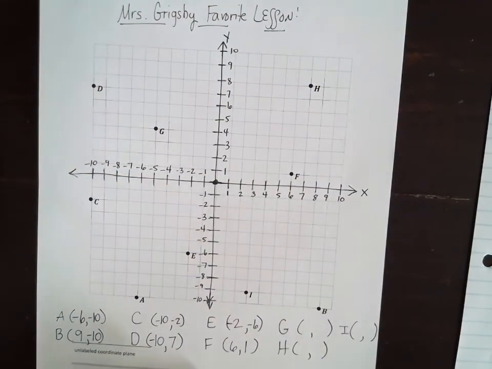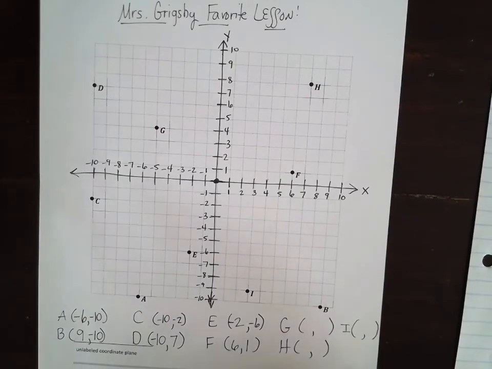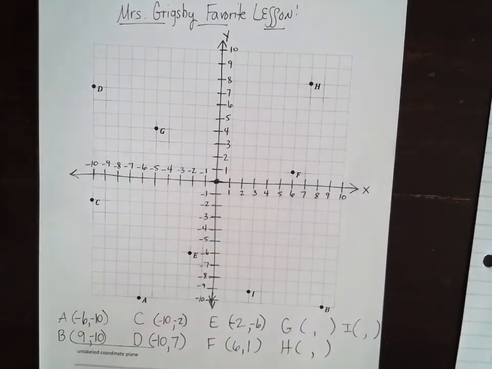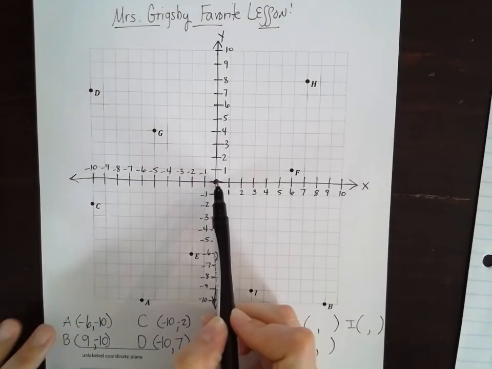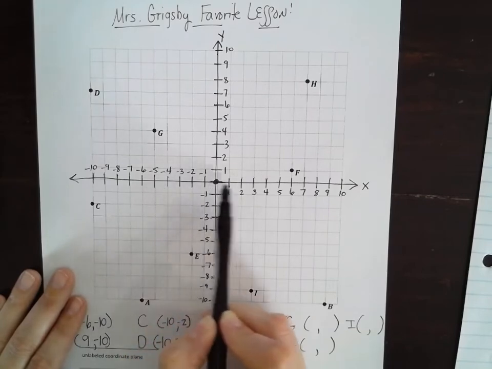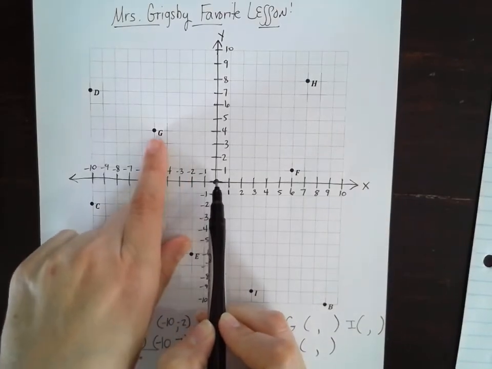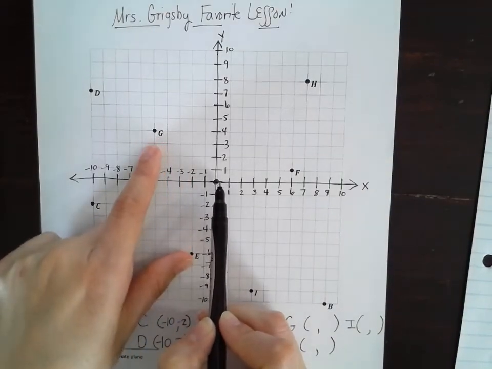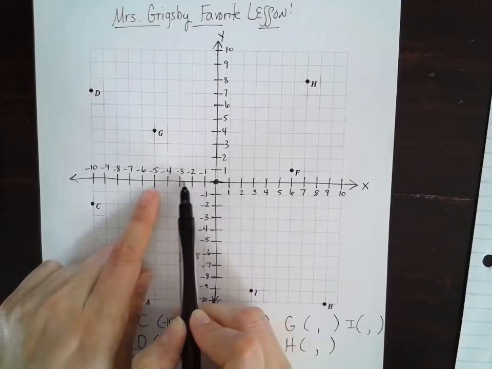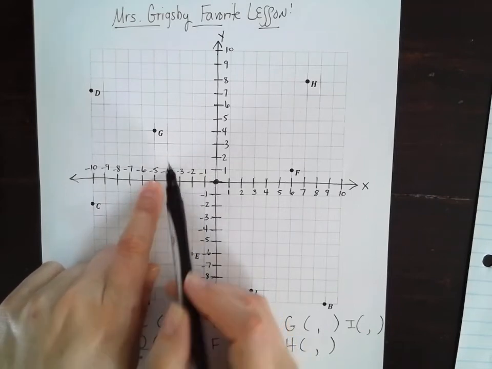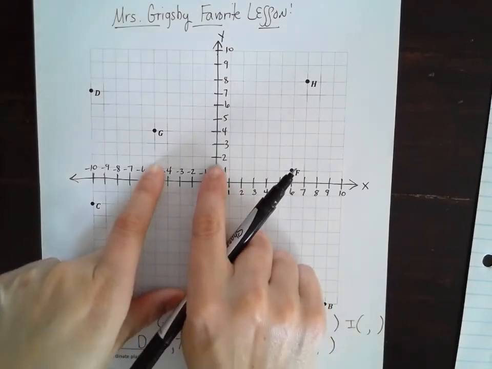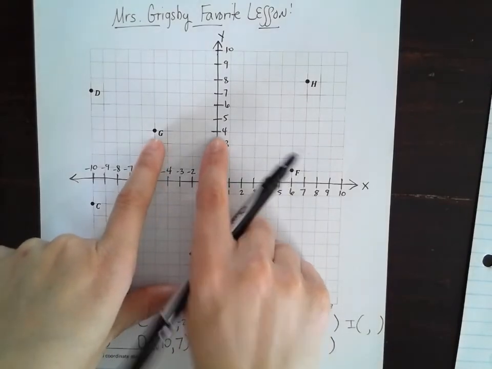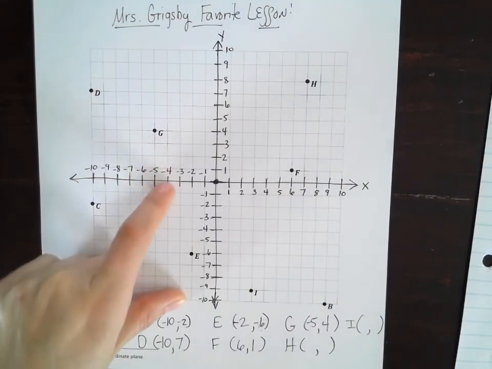All right, let's look at point G. Okay, point G. Start at the origin, and we travel on the x-axis first. So here's our point G. I said it right then. Point G. So I'm traveling over on the x-axis till I get to that G, and it is going to be -5. And then I'm traveling up the y-axis to +4. So point G is -5, 4.